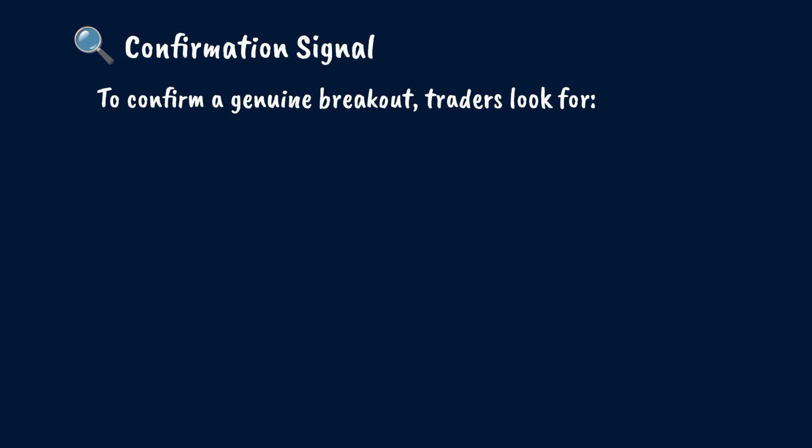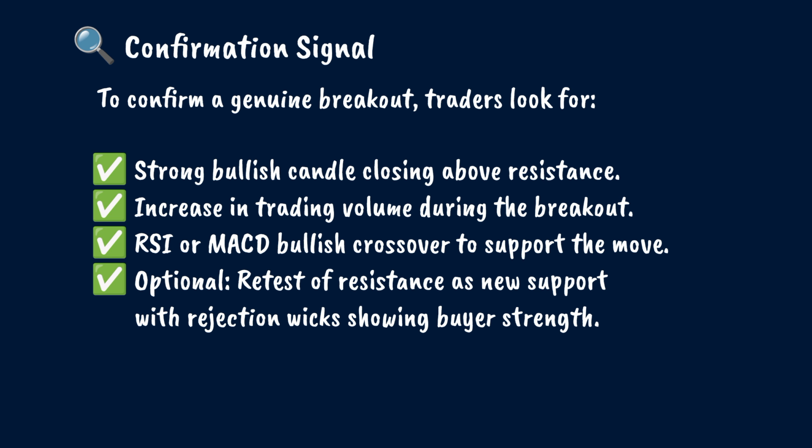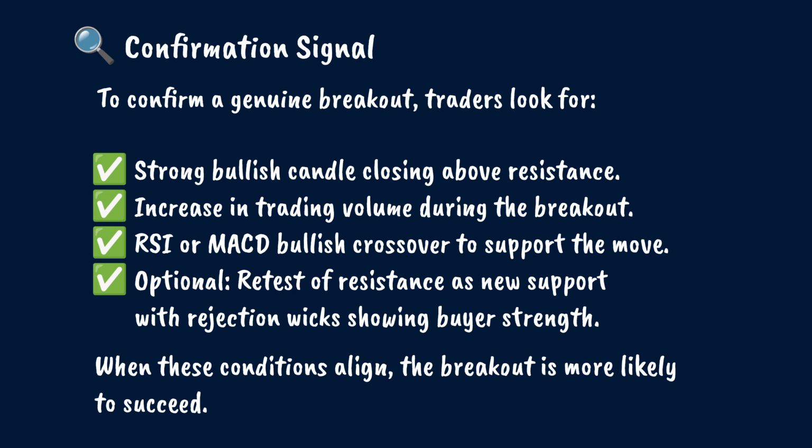Confirmation signal. To confirm a genuine breakout, traders look for a strong bullish candle closing above resistance, an increase in trading volume during the breakout, and an RSI or MACD bullish crossover to support the move. Optional: a retest of resistance as new support with rejection wicks showing buyer strength. When these conditions align, the breakout is more likely to succeed.